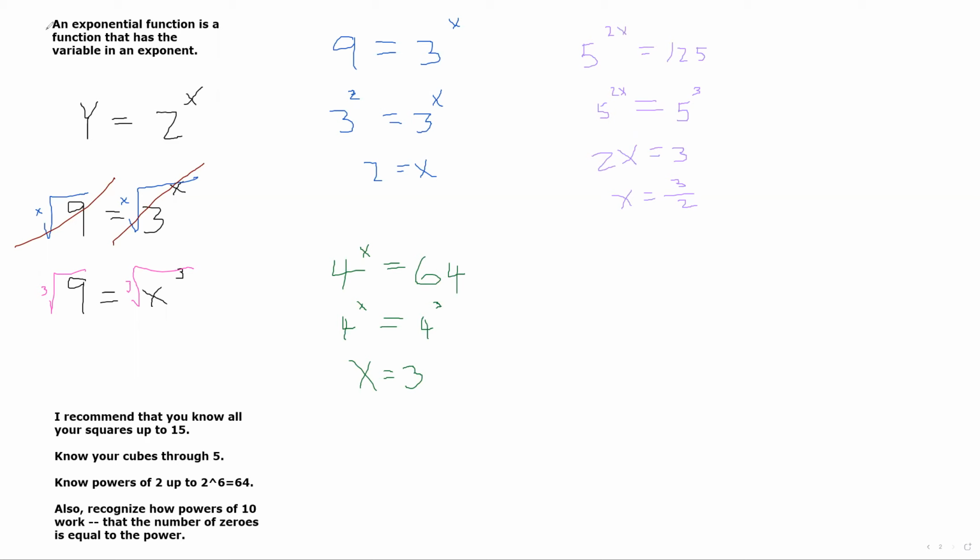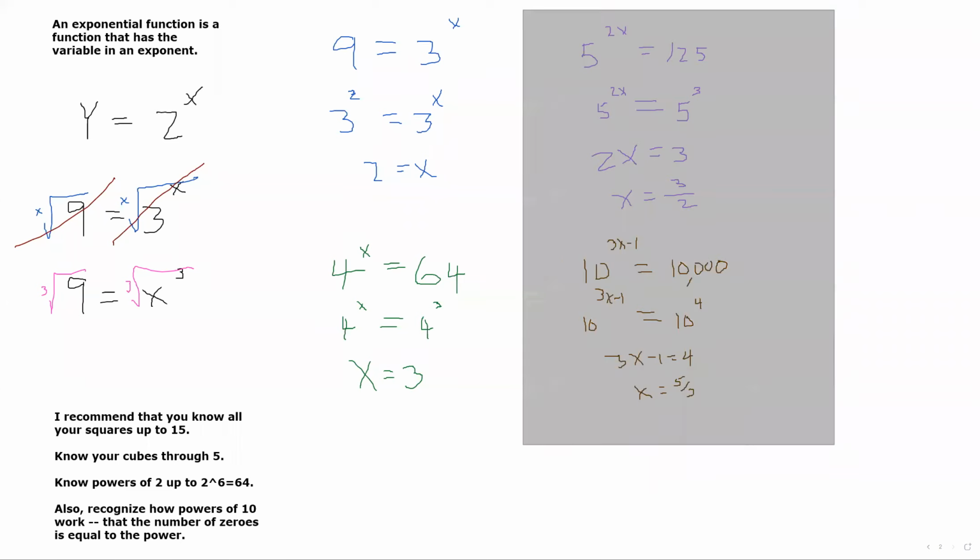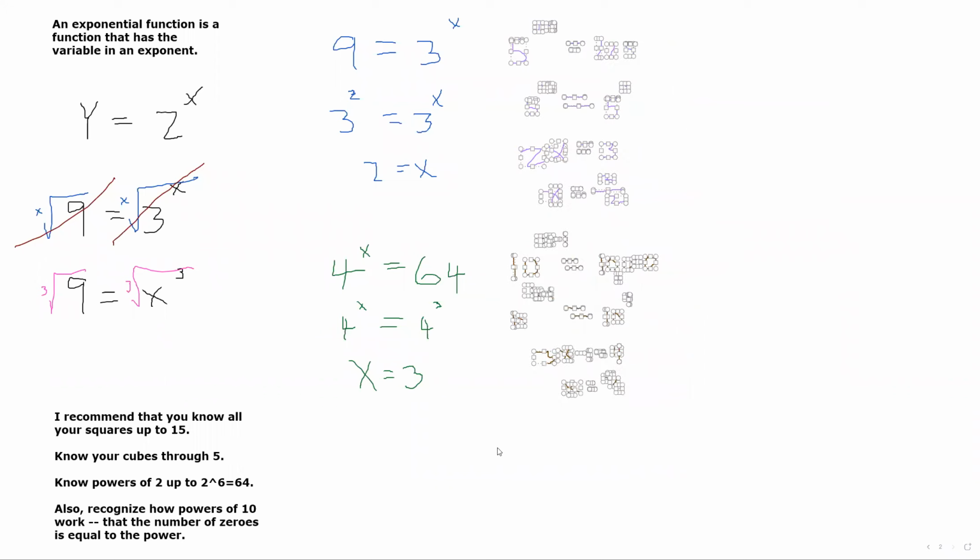If we were to say 10 to the 3x minus 1 is equal to 10,000, we're going to need to recognize that this is 10 to the fourth. 10 to the fourth, 10 to the 3x minus 1. So 3x minus 1 equals 4. 3x equals 5. x is equal to 5/3. Okay, that's one variant. There are a couple other things I want you to make sure that you remember when you're doing these, though.